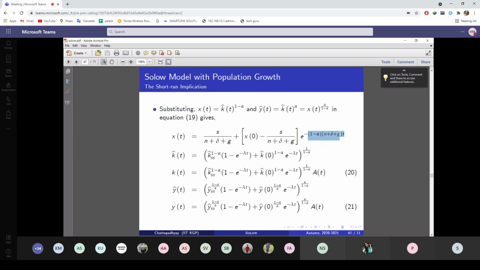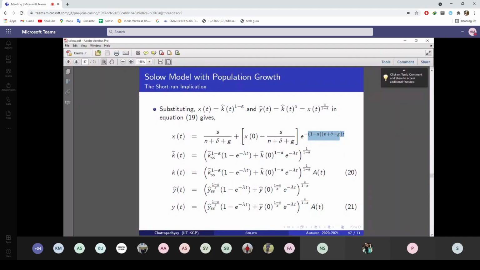Now you differentiate both sides with respect to time, you get y dot by y equals A dot by A. So in the long run, per capita output is growing at the rate of technology, and output is growing at the rate of population growth plus technological growth. Long run. But in the short run, no. Short run growth depends on a lot of stuff. It depends on alpha, n, delta, g, s, everything.